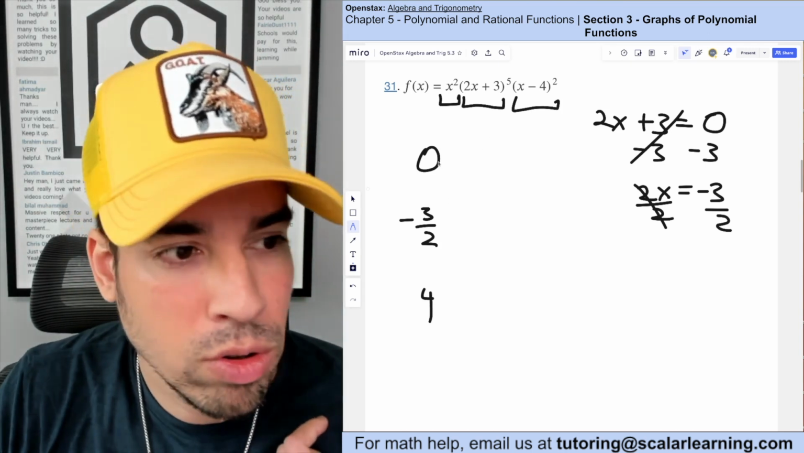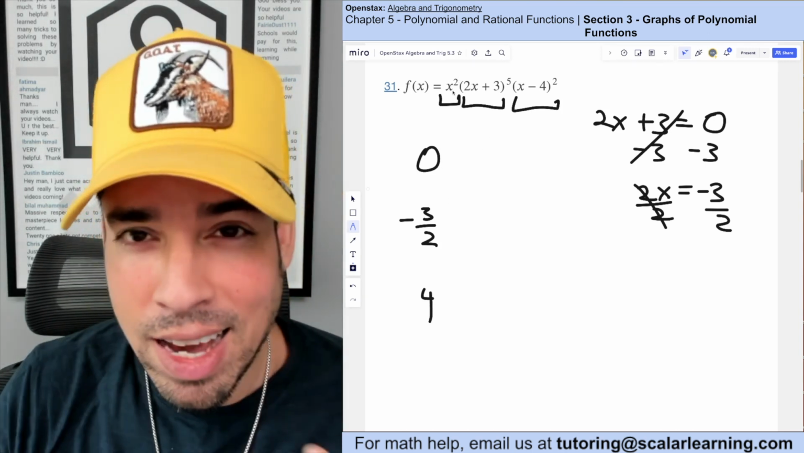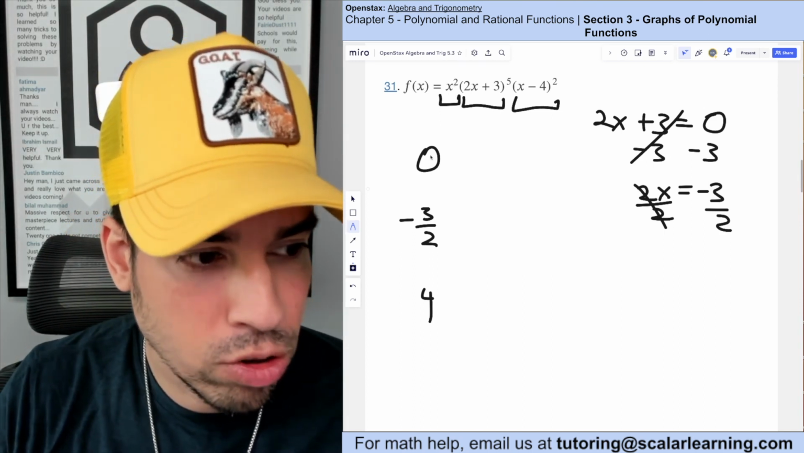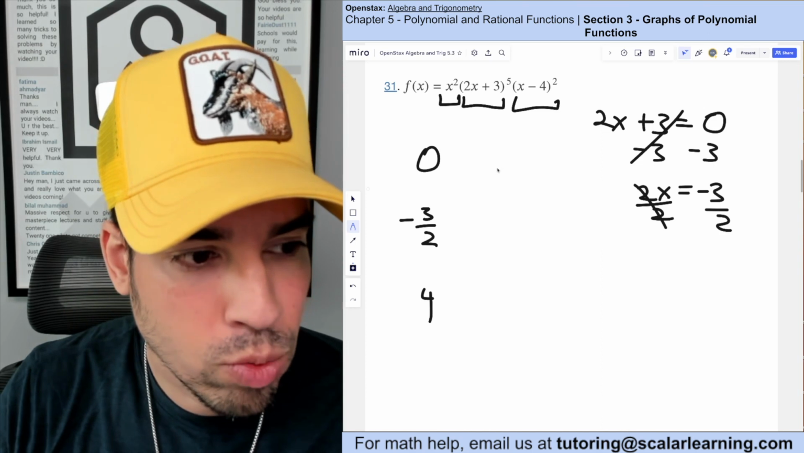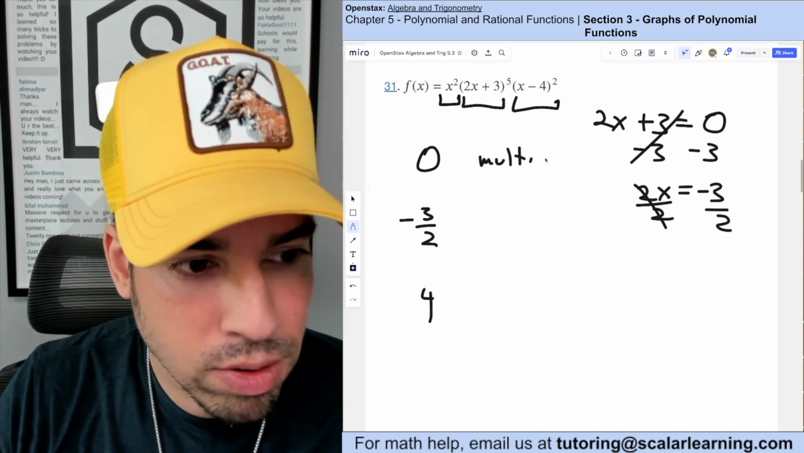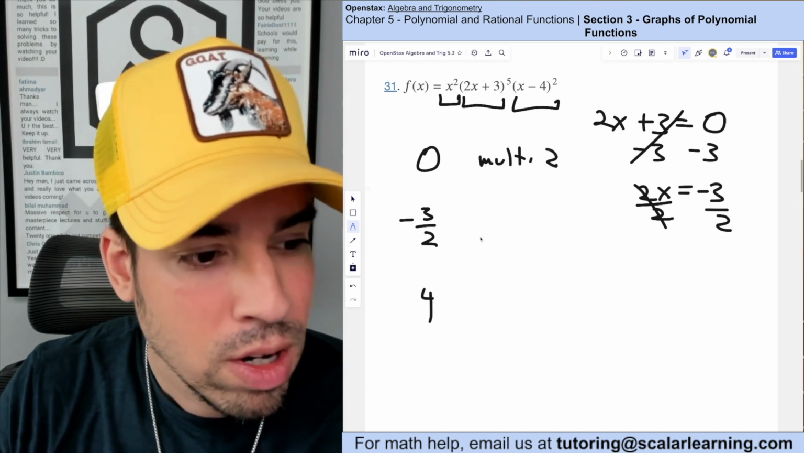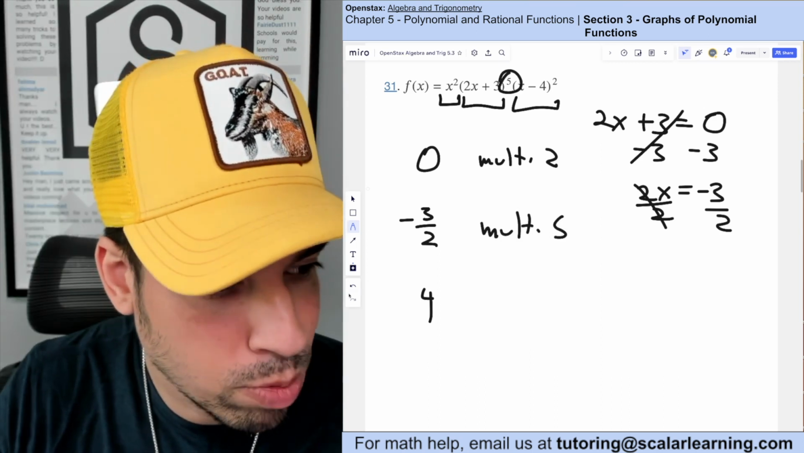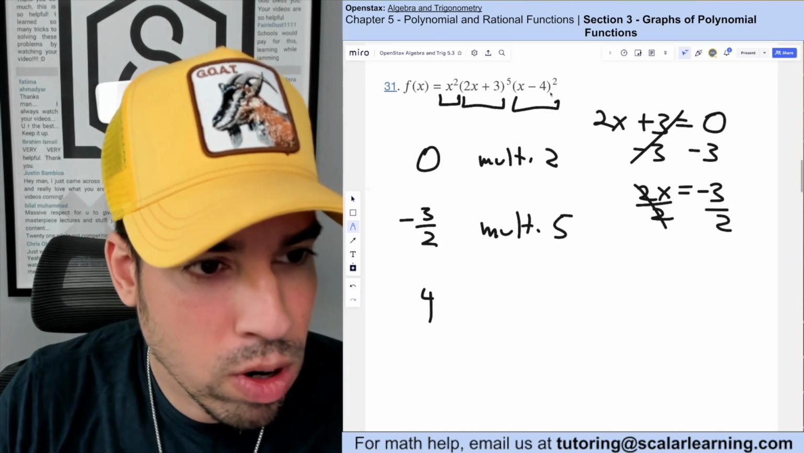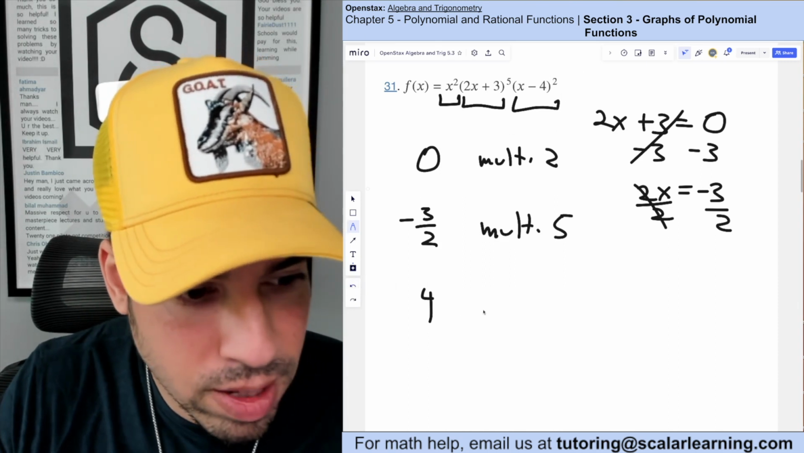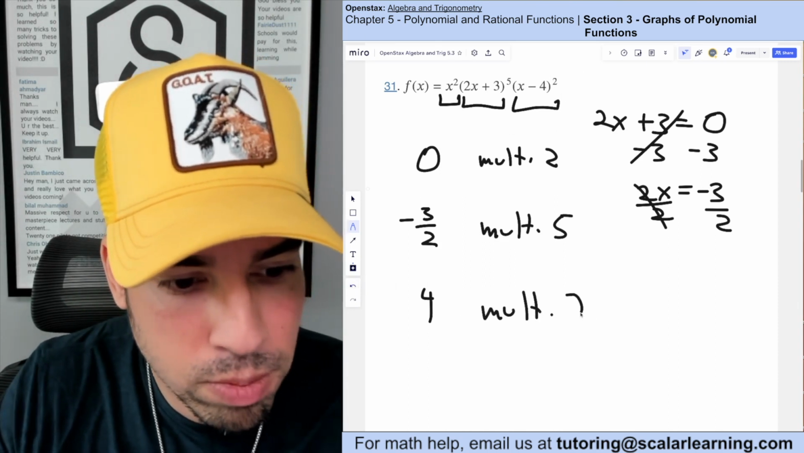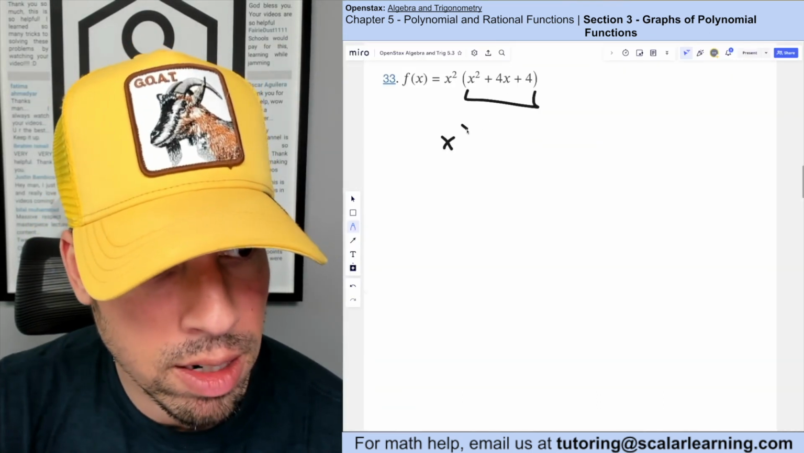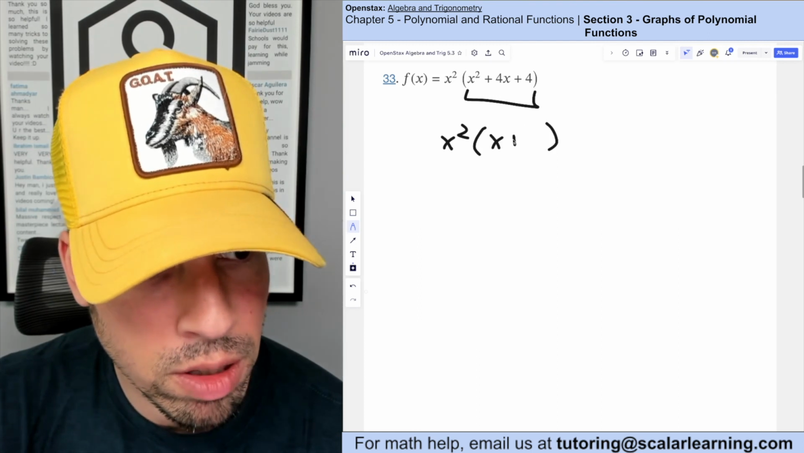And these zeros, their multiplicities can be determined by the exponent of that term, where we got that actual zero value. So we got a zero from the x squared that has a multiplicity of 2 because it's got an exponent of 2. This one has a multiplicity of 5 because, again, of this exponent here. And this one, 4, has a multiplicity of 2 because of that exponent there. Boom, done. So for this one, we're going to start by factoring this inside, and that becomes x plus 2.